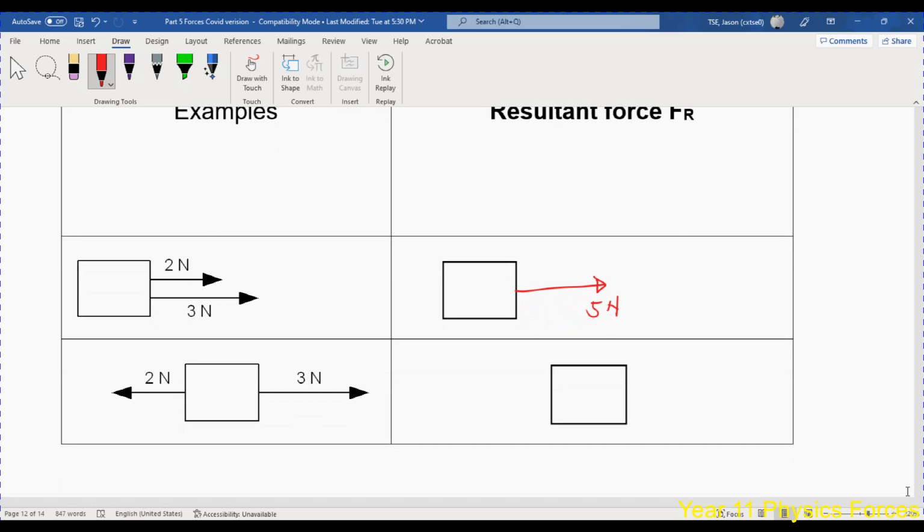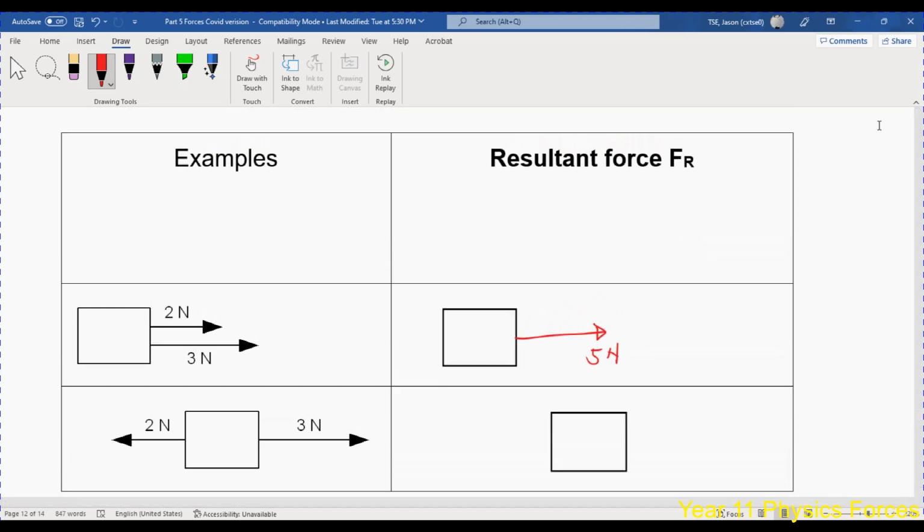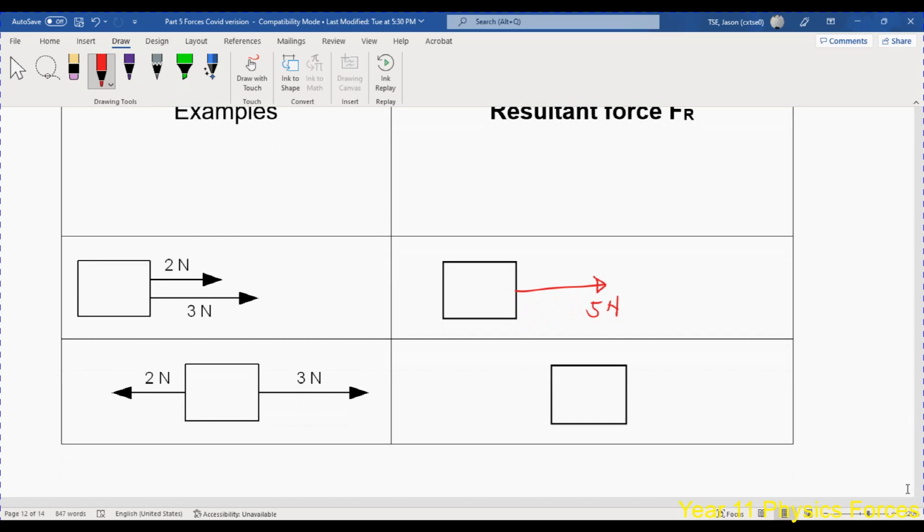If that 2 Newton and 3 Newton, one is to the left and the other to the right, what will be the resultant force? The resultant force is the combined effect acting on the object. So you can't say 5 Newton, can you? Because the two forces are obviously in opposite directions. Saying 5 Newton towards the right or left, both are wrong. It should be just 1 Newton towards the right. Why? Because 2 Newton to the left cancels out 2 Newton to the right, so 1 Newton remains to the right.